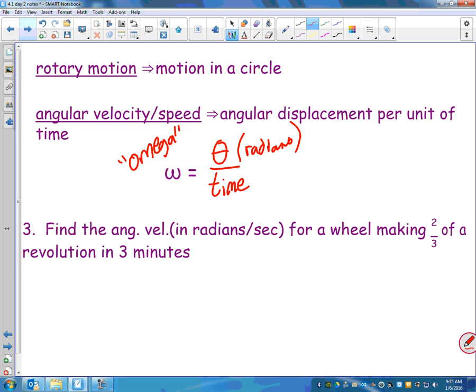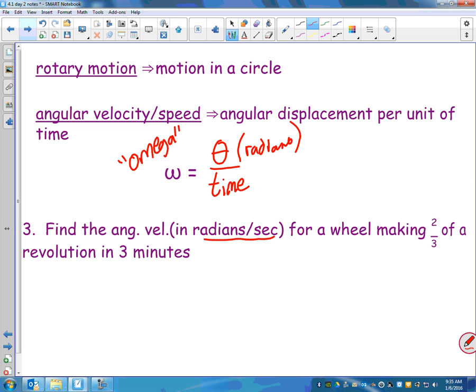And so it says find the angular velocity, and they tell you what units they want it in, radians per second. So that means you have to get your units in radians per second for a wheel making 2/3 of a revolution in 3 minutes. That's a really slow moving wheel, right? Ever been on one of those really big Ferris wheels that just creeps along? That's what I imagine for this.